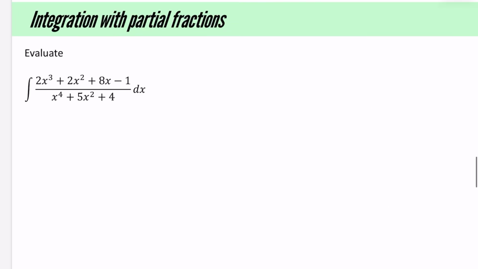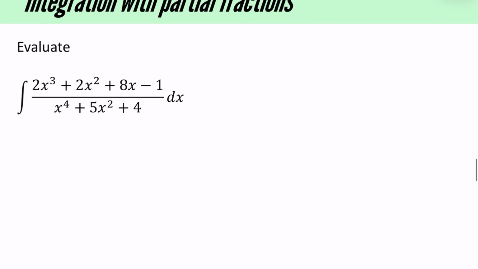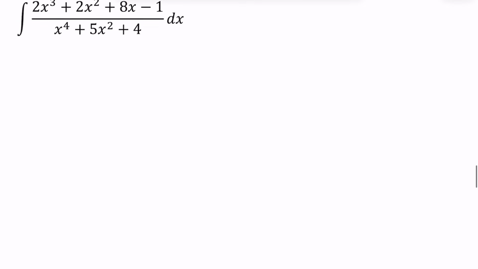So this one wants us to integrate this expression that we've got here. Now, we should notice this is a cubic and this is a quartic. If the numerator was also a quartic, we would need to use those techniques from year 1, where we would need to do algebraic division to find out what would be the constant term from the division. But in this case, because it's a cubic and a quartic, we can just go straight into trying to do what the things are with partial fractions.